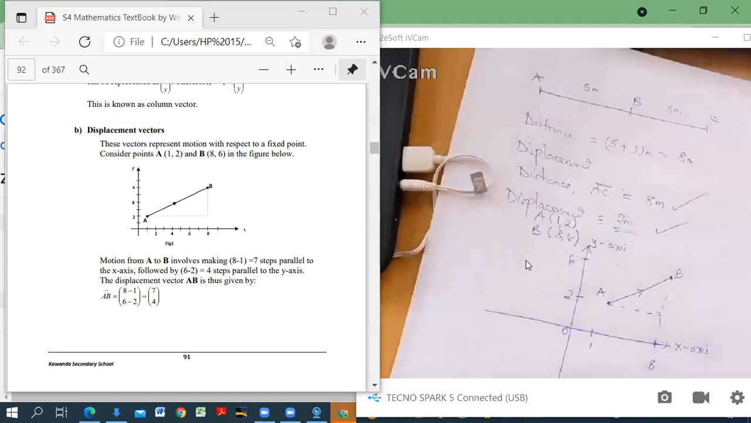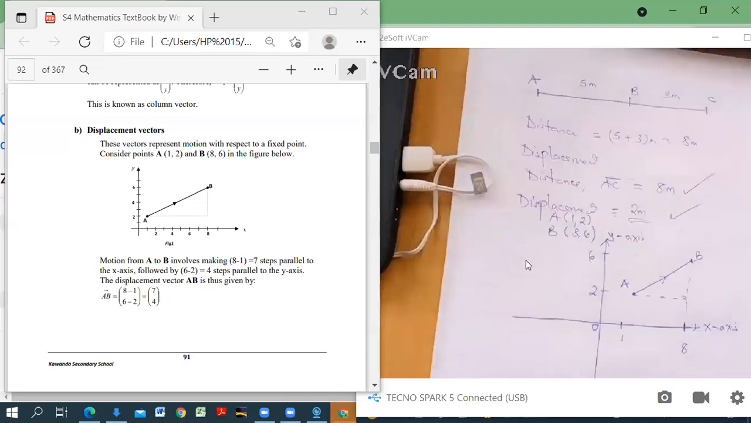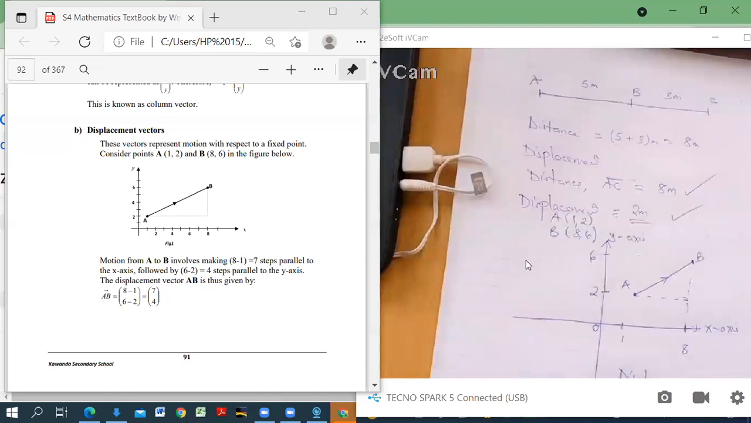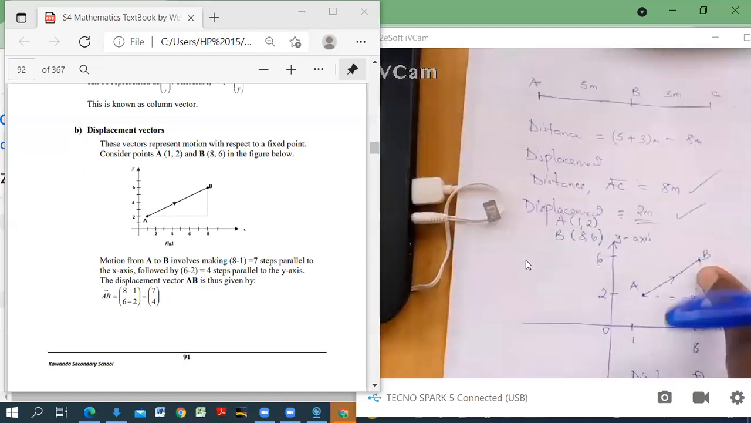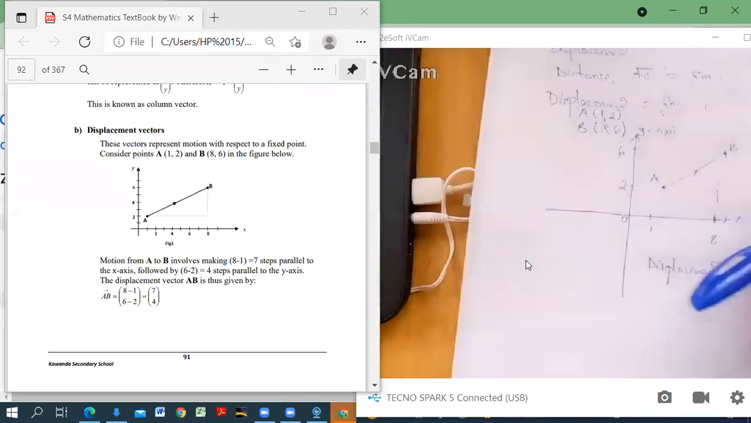So now, what is the distance from here? I think from here up to here is 8, right? Then from here up to this point is 1. So what is the displacement there? What will be the displacement? The displacement will be 8 minus 1.